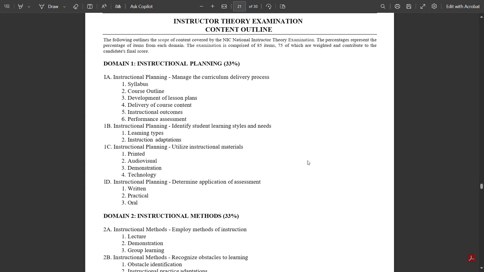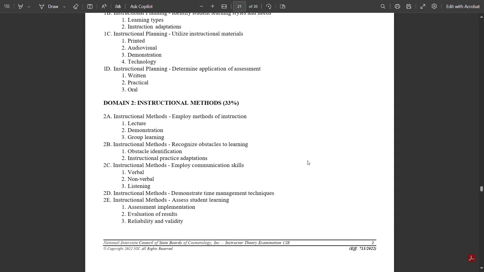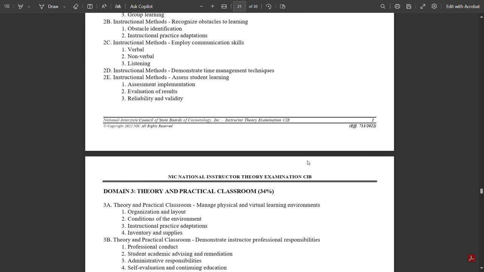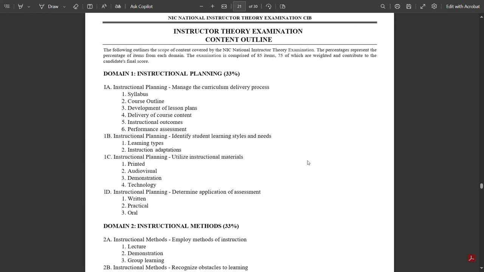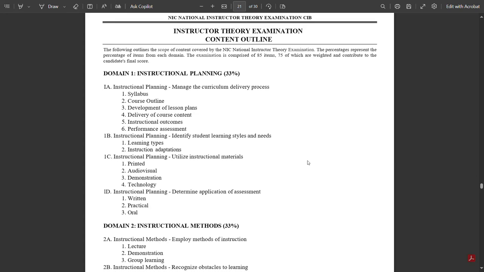Now, what is on the theory exam? So there are three domain sections. There's instructional planning, which accounts for a third of the questions on the exam. Instructional methods, which account for a third. And theory and practical classroom, which accounts for another third. So the instructor theory exam is going to be all about instructor methodology. You're not going to be asked anything about cosmetology, aesthetics, nail tech, or natural hair at all. This is all going to be stuff relating to learning styles, lesson planning, lecturing, demonstrating, assessments, things like that.